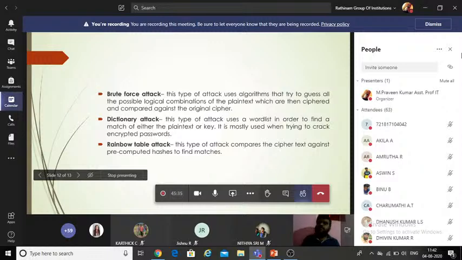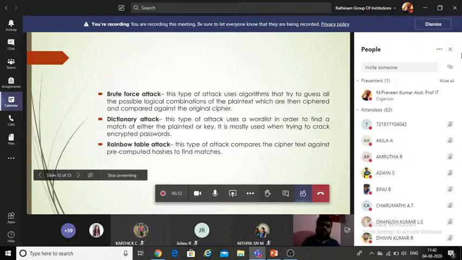Clear? And the third one, what do you mean by rainbow table attack? Rainbow table attack is nothing but comparing the ciphertext against the pre-computed hash. It means I have certain previously received data, and I have some latest received ciphertext. I just compare this latest received data with my previous data. That is called a rainbow table attack. Clear?